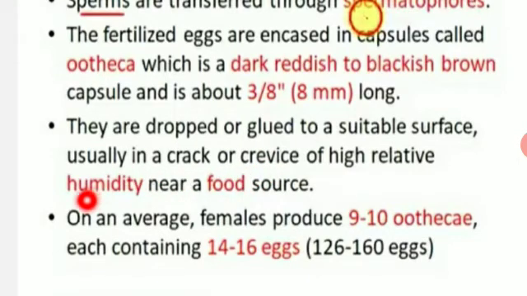Humidity is important because the developing cockroach has incomplete metamorphosis with 13 molts to full development. A food source is very essential for the eggs to develop because they need nutrition. On average, females produce 9 to 10 ootheca, each containing 14 to 16 eggs. In a single ootheca, a total of 126 to 160 eggs will be there.